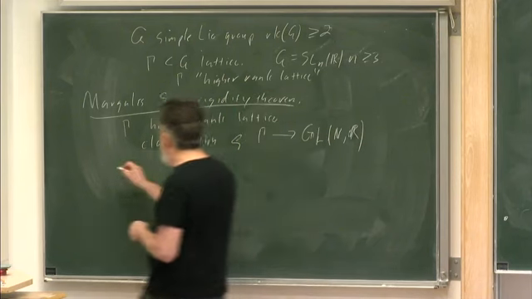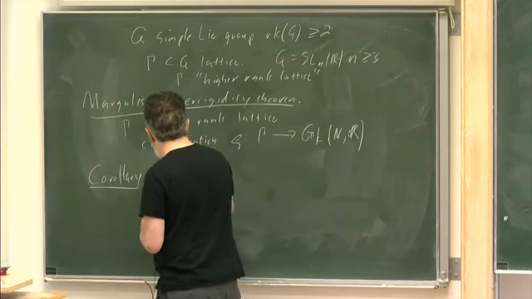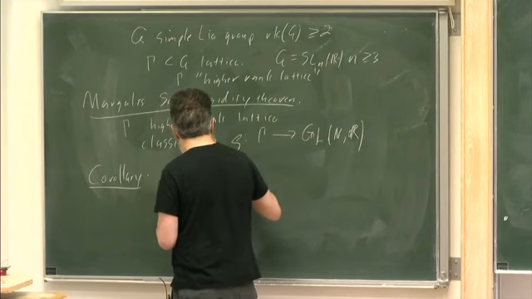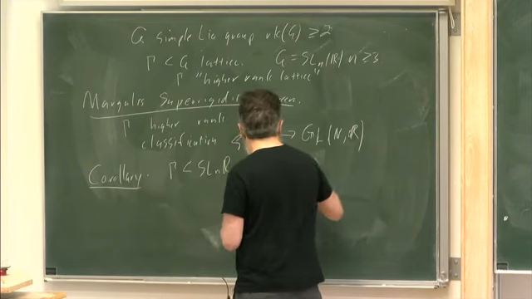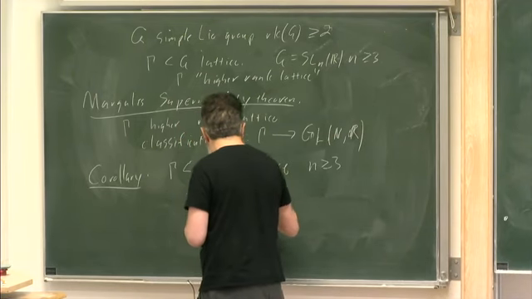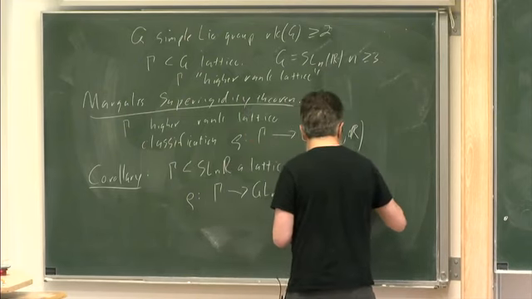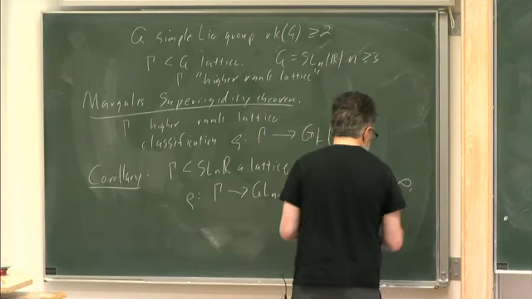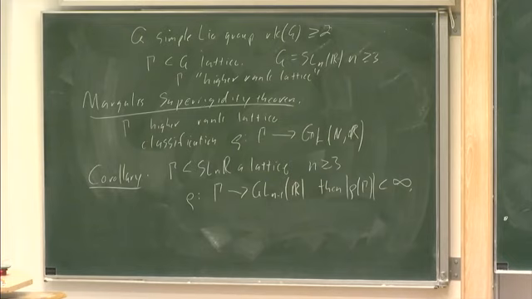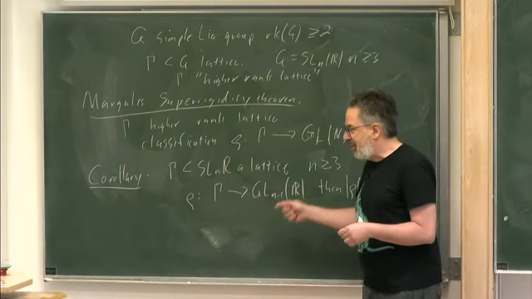I'm going to give you a rather odd and easy corollary of this theorem. Corollary is that gamma is an SL_n(R) lattice, and again, n is at least 3, and I look at any rho from gamma into GL_{n-1}(R), then rho of gamma is finite. So the classification of representations is such that there are none in dimensions lower than the one you would expect, or none that are infinite. Lattices are linear groups, so they're residually finite, so there are lots of finite quotients, but there really are no representations in lower dimensions.